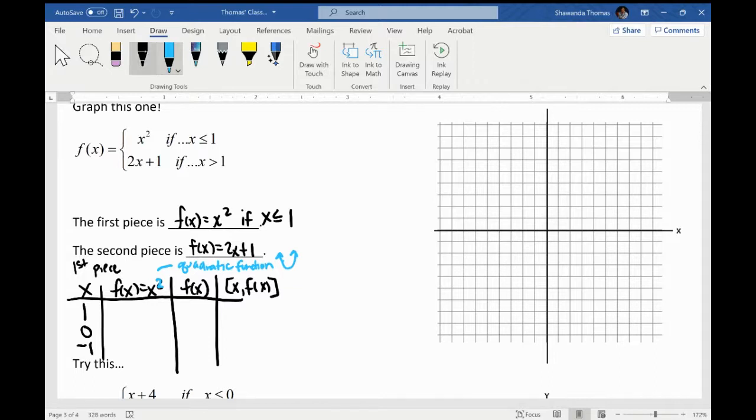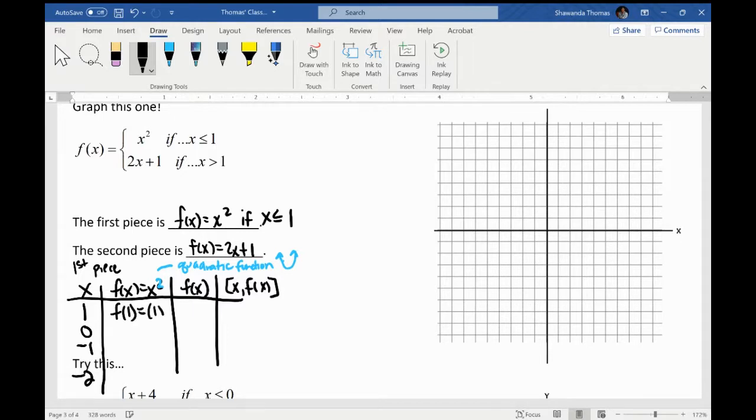All right, so I'm going to at least plug in one more because if it's not a line, you need more information. You need more data. You need more points to figure out where it's curving. All right, let's plug in 1.